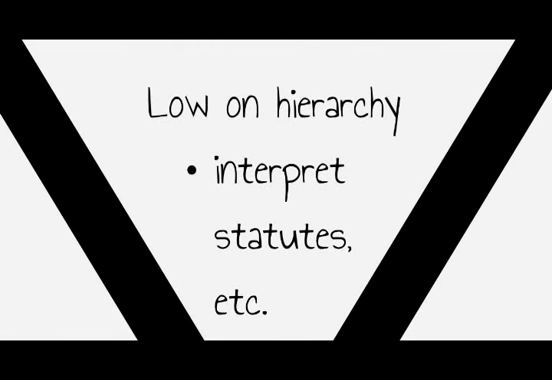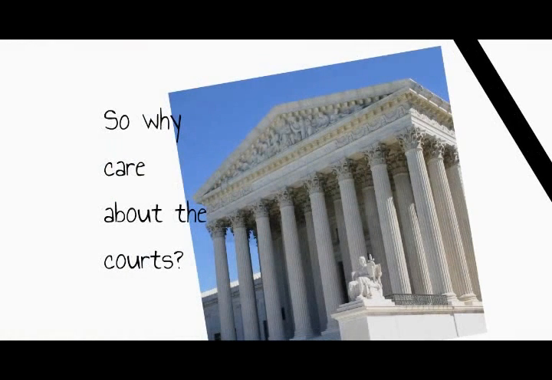Lowest in our hierarchy is the courts. The courts have very little space for autonomous lawmaking. Our courts are bound by the issues in the cases that come to them, and they are low on the hierarchy because their primary source of power is the interpretation of the other sources of law. In other words, they get to clarify the meaning of statutes in the context of an actual set of case facts. Of course, this might make us wonder why we should care about the courts at all.